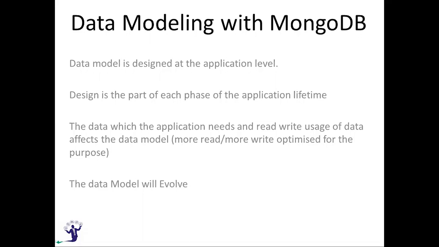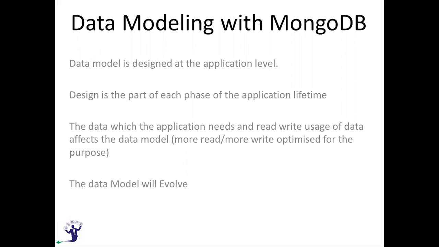Let's say data modeling with MongoDB. The data model is designed at the application level. So as I told you, depending on the application, the data model will keep on changing. Design is a part of each phase of the application lifetime. So throughout, as and when the application is being changed, the data model will also keep on changing. The data which the application needs, and the read and write uses of data, affect the data model.